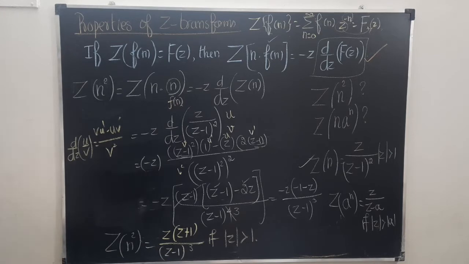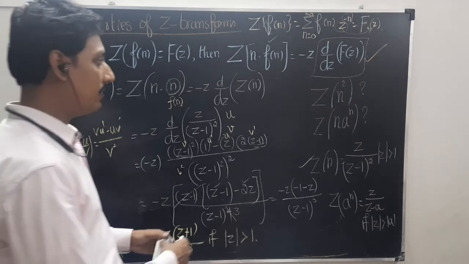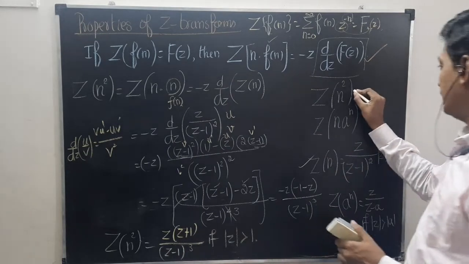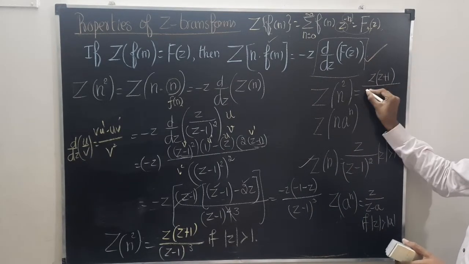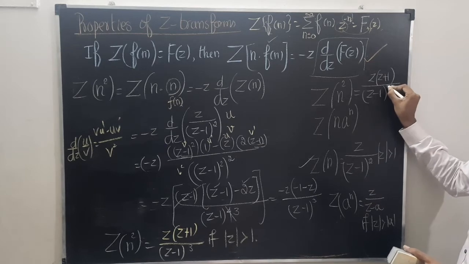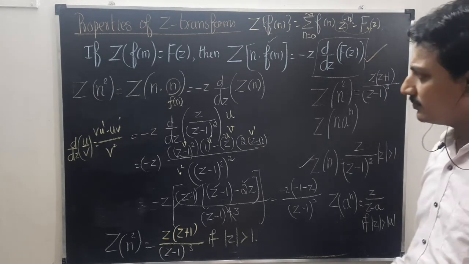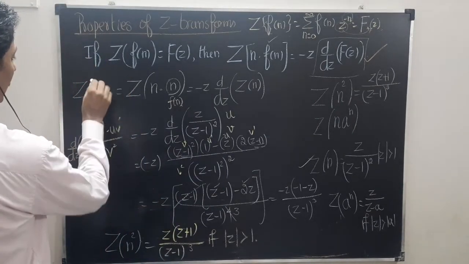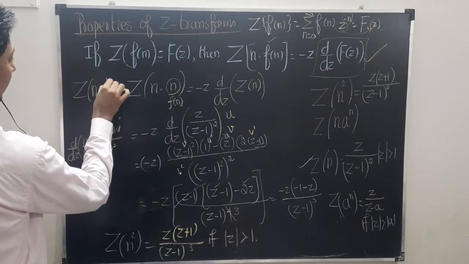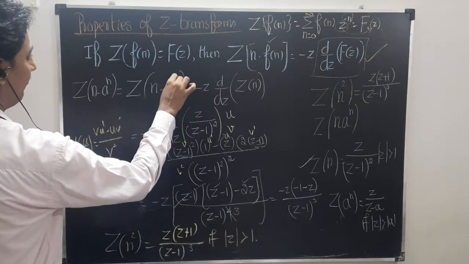So what is the z transform of n squared? Once we know it, let us go for it. The z transform of n squared is equal to z into z plus 1 by z minus 1 whole power 3. Right? Now, what about the z transform of n into a power n? Here the f of n is a power n.